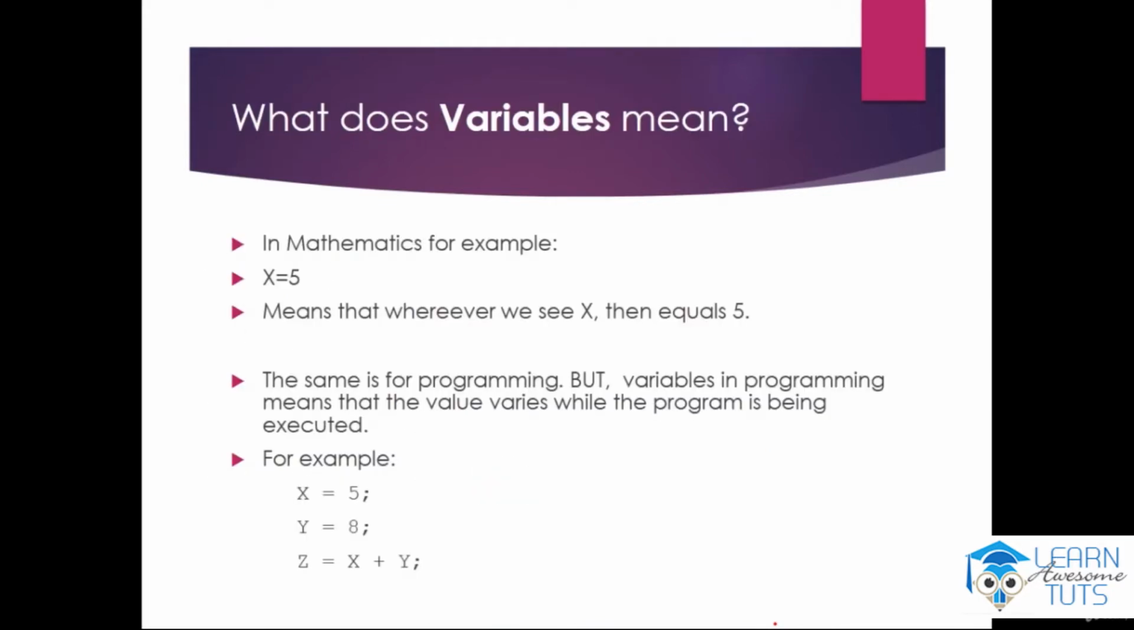In mathematics, for example, as we saw in the previous slide, x equals 5, which means that whenever we see x, this equals 5. The same is for programming, but at the same time it is a little bit different. Variables in programming means that the value varies. The value could change while the program is being executed.